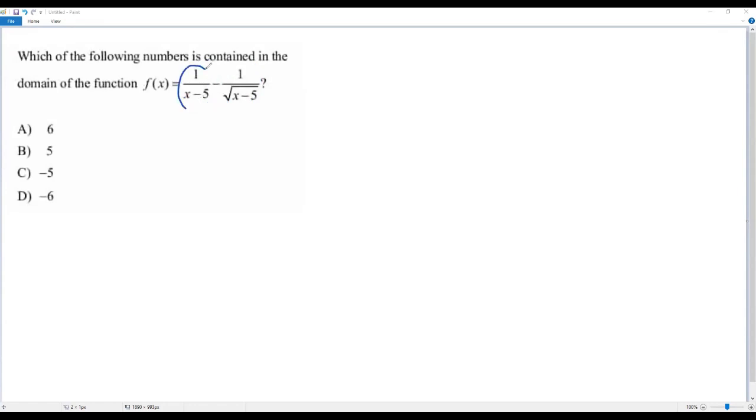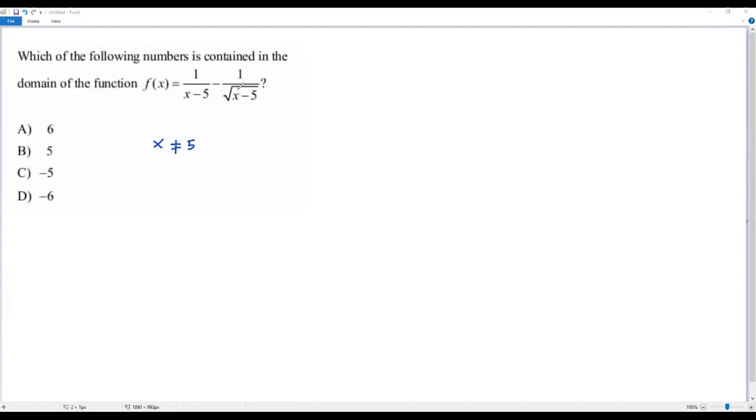Let me consider the first rational expression over here. Now I have to find the value of x for which the denominator becomes 0, because if the denominator becomes 0, then the value of this fraction will be undefined. Then this f of x will be undefined. Clearly, when x equals 5, the denominator becomes 0, then f of x will become undefined. So x cannot be equal to 5. That is, this 5 cannot be part of the domain of the function f of x.